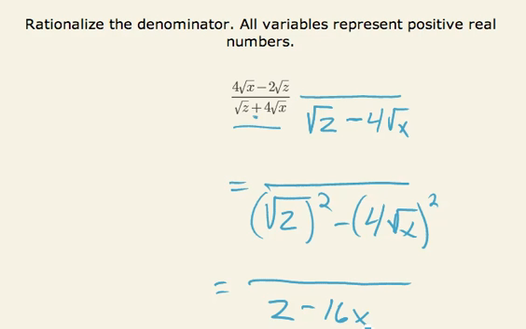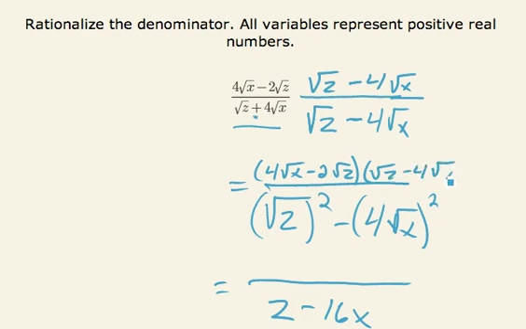My numerator is going to get some of the garbage from down below. Remember, I have to multiply by 1, so I have to take whatever I put in the denominator and put it in the numerator as well. And now we get to go ahead and do this multiplication. So let's do that. 4 times root x minus 2 times root z, times root z minus 4 root x.